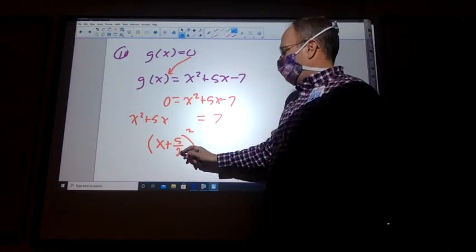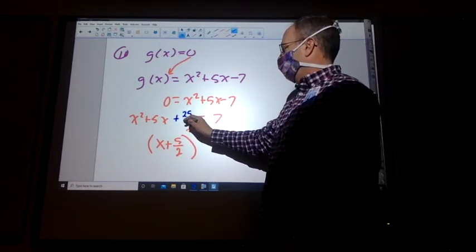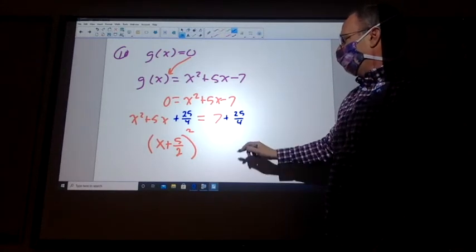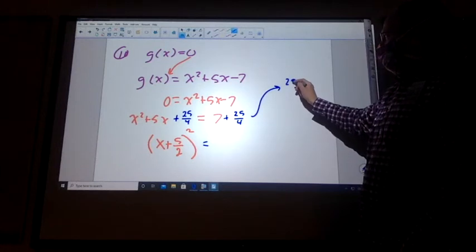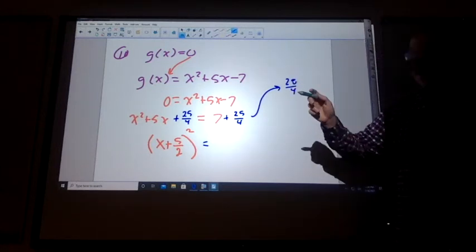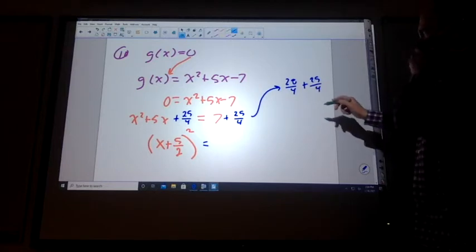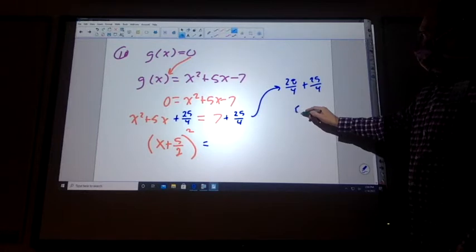If you square 5 over 2, 5 over 2 times 5 over 2 is 25 over 4. If I add it to one side, I have to add it to the other side. So I know that this is the same thing as 28 over 4, because 7 is the same thing as 28 over 4, plus 25 over 4. So that's going to give me 53 over 4? Okay.